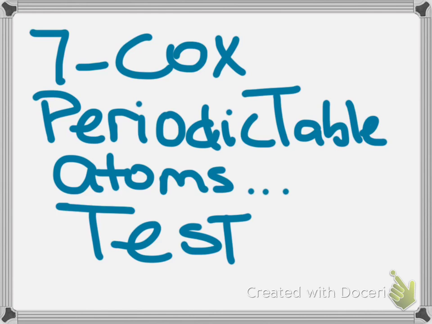Number 22, which of the following lists the 2 particles found together inside the nucleus of an atom? A. Photons and ions. B. Neutrons and electrons. C. Protons and neutrons. D. Electrons and protons.